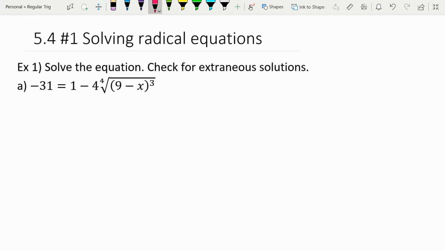But the big thing that you're going to have to do now is check for extraneous solutions. And all extraneous solutions mean is you'll get an answer. You'll do everything mathematically correct, you'll get a correct answer, but then you have to plug it back in to the equation to check to see does it actually work. Okay, so that's all extraneous solution means: does the answer work.